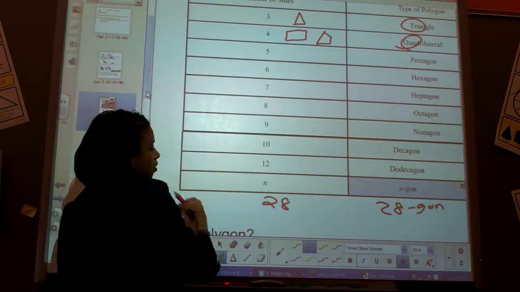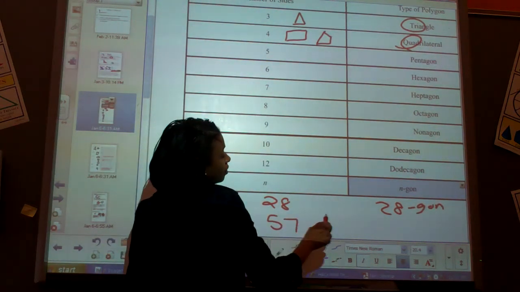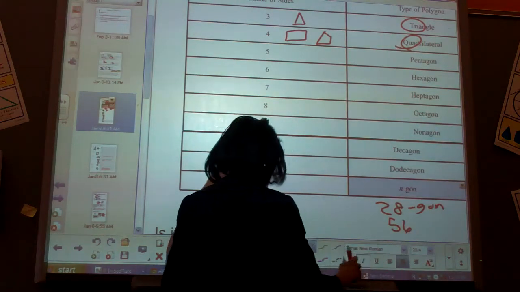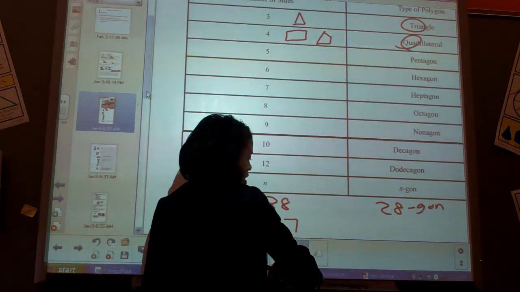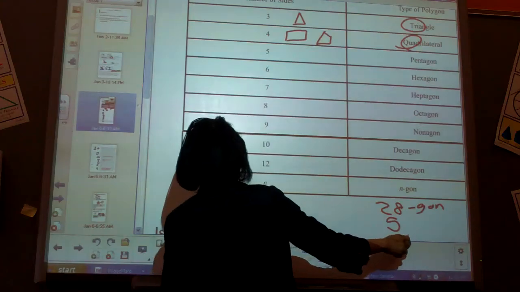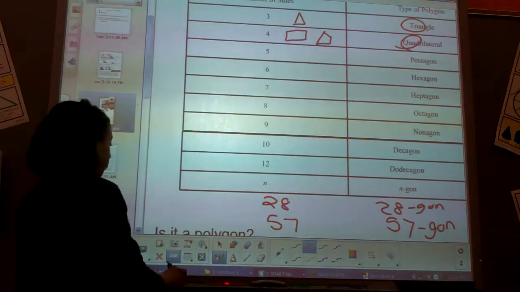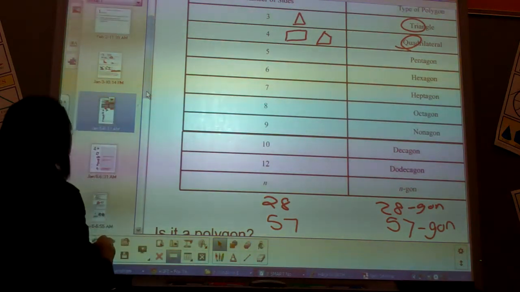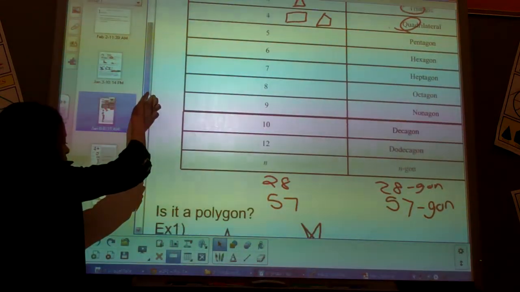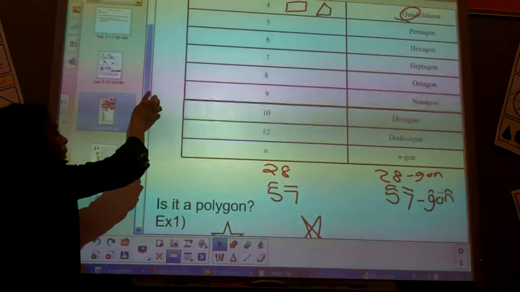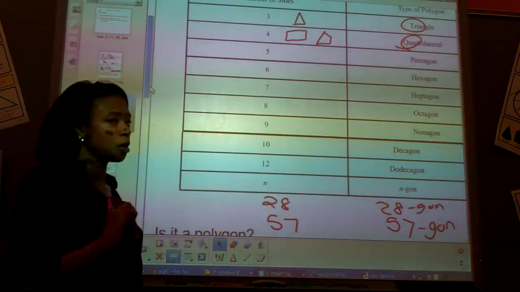Or if it has 57 sides, then it's a 57-gon. I have to look back at what I wrote on the board. Okay? I'm going to stop here, and then we'll continue with 6-1.